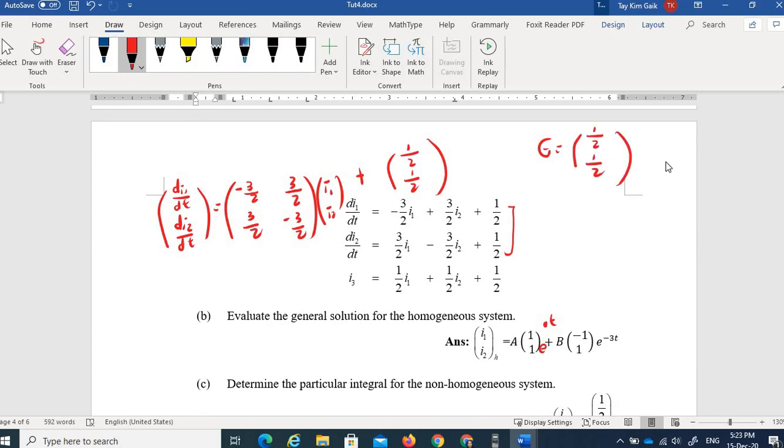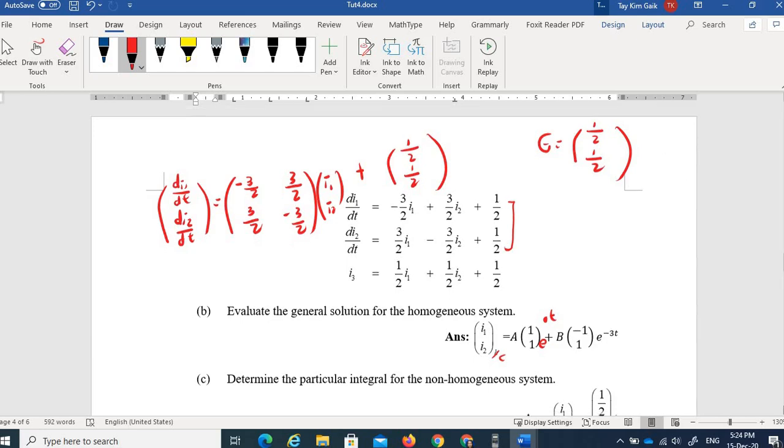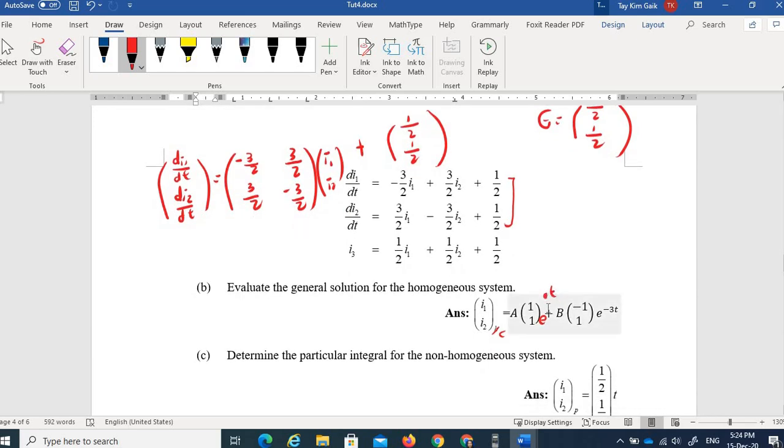From the answer here, the IC, or you put H to stand for homogeneous, or C to stand for complementary function, same thing. From here you obtain the first eigenvalue 0, the second negative 3. That's why exponent 0t is 1, so you can write it as A times (1, 1), and G is a constant.